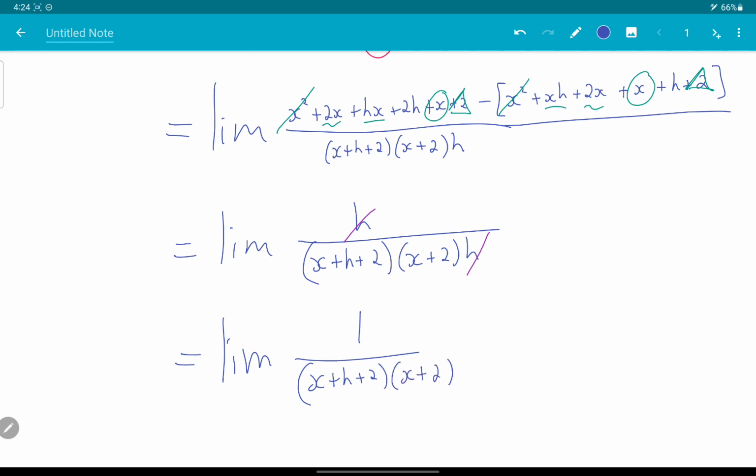Okay, so this was 0 over 0, but now it is 1 over, well, something. So there's no more weirdness here. I can just go ahead and plug in h equals 0. And I get 1 over x plus 2 squared.